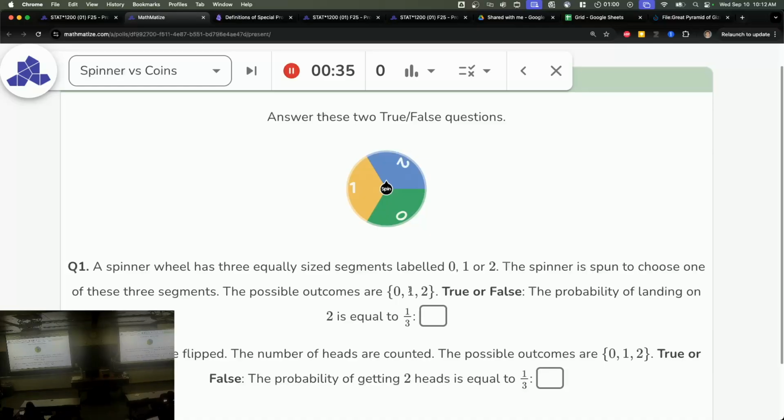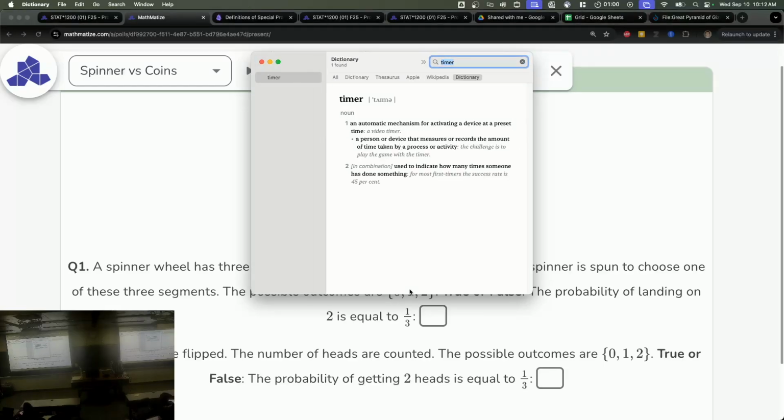And then in question 2, 2 coins are flipped. The number of heads is counted. The possible outcomes are 0, 1, and 2. True or false, the probability of getting 2 heads is also equal to 1/3. So I will let you think about that situation. You have to model these 2 situations, doing the spinner or doing the coins, and think about in your model what is the probability. Okay, let me give you, say, 2 minutes. Feel free to talk to your neighbors on this one. It's a good conceptual one.